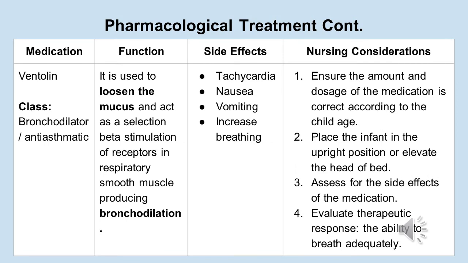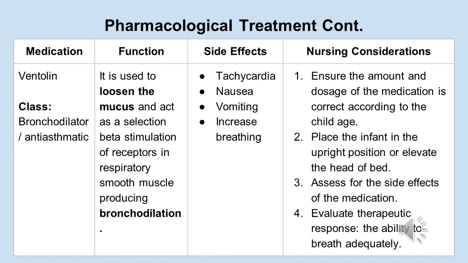The last medication that has been given through nebulizer is Ventolin. The class of this medication is bronchodilator or anti-asthmatic. The function of this medication is to loosen the mucus and act as a selective beta stimulation of receptors in respiratory smooth muscle, producing bronchodilation. The side effects of this medication are tachycardia, nausea, vomiting, and increase in breathing.